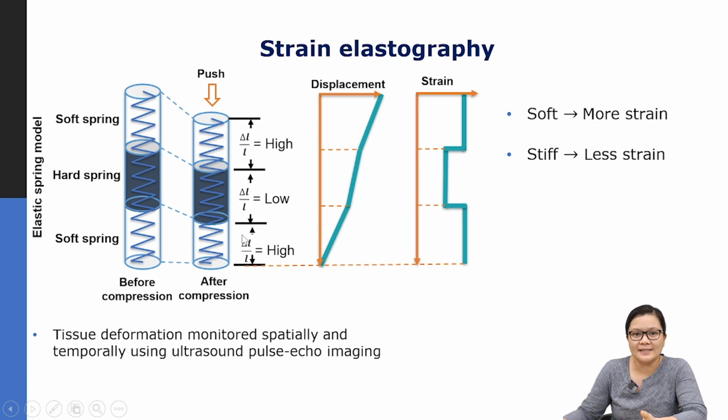So going back to our elastic spring model here. When you apply the compression, again, you're assuming that the tissue is elastic. So if you have a softer spring, it will displace more. And if you have a hard spring, it will displace less. And the spatial derivative of displacement is actually the strain. And so this is how you can relate the strain to the displacement of the tissue as you're applying the compression. Now, the tissue deformation is monitored spatially and temporally just using typical ultrasound pulse echo imaging.